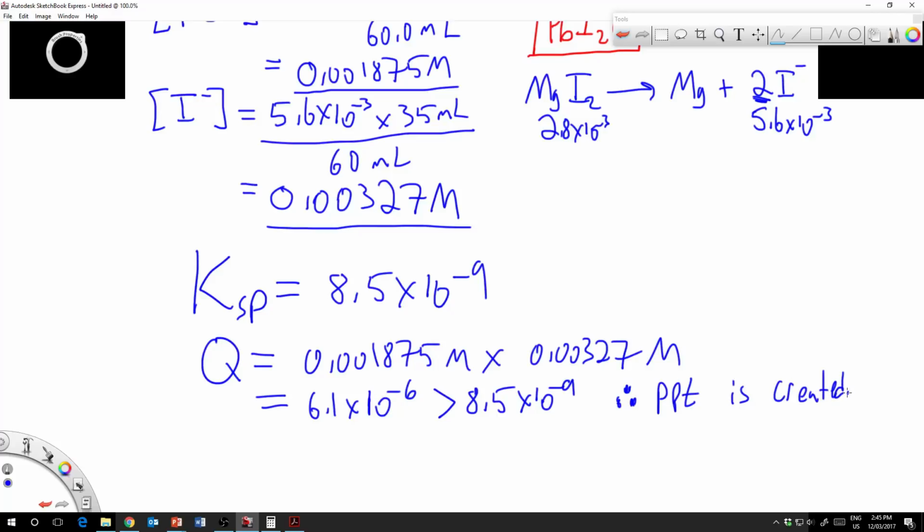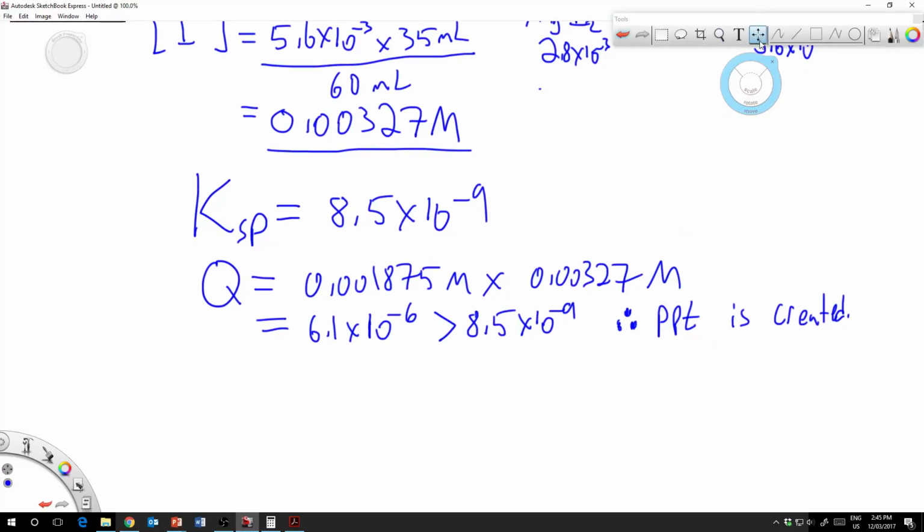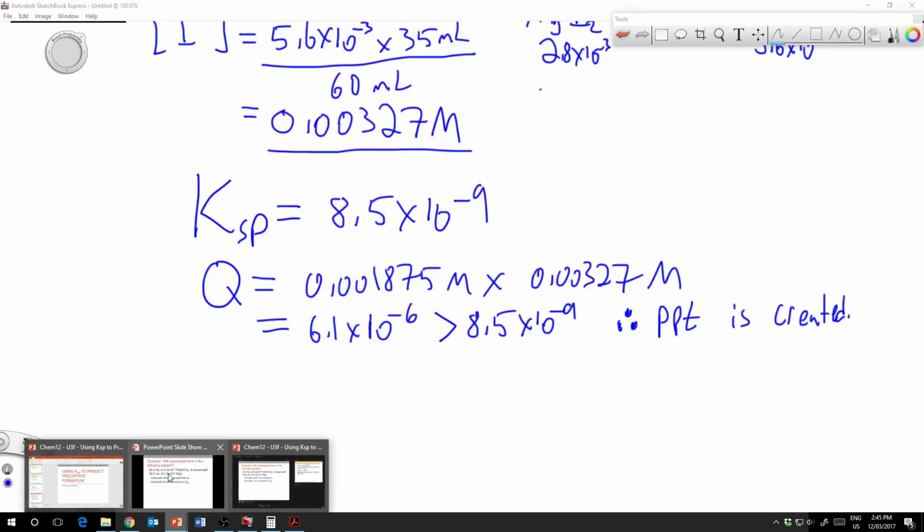Okay. And most lead compounds have very low solubilities, or very low KSPs. So lead precipitates get created quite often. Okay. All right. On to the next example.